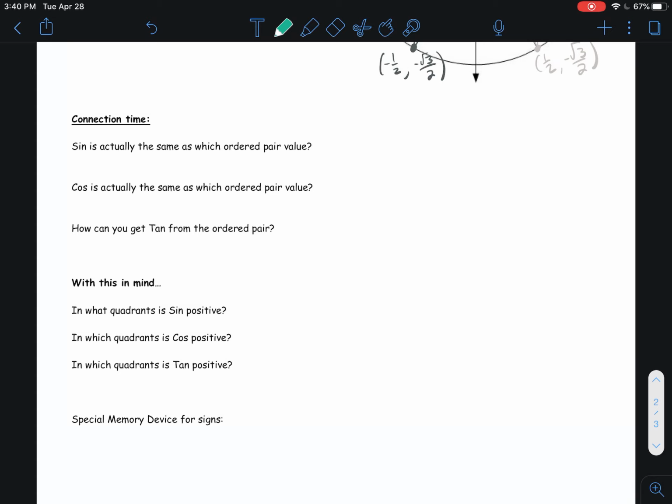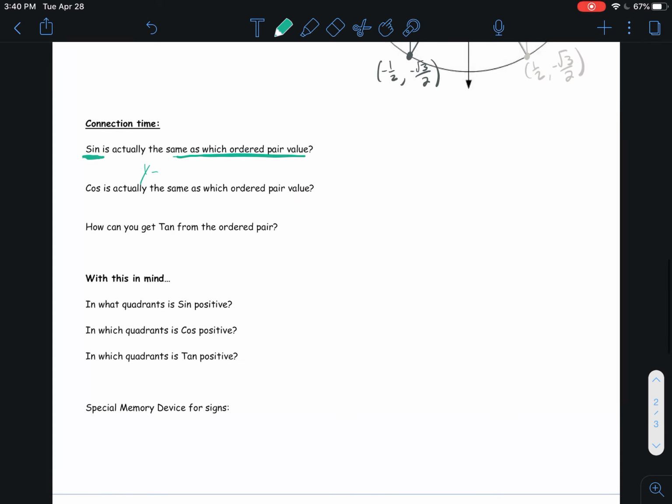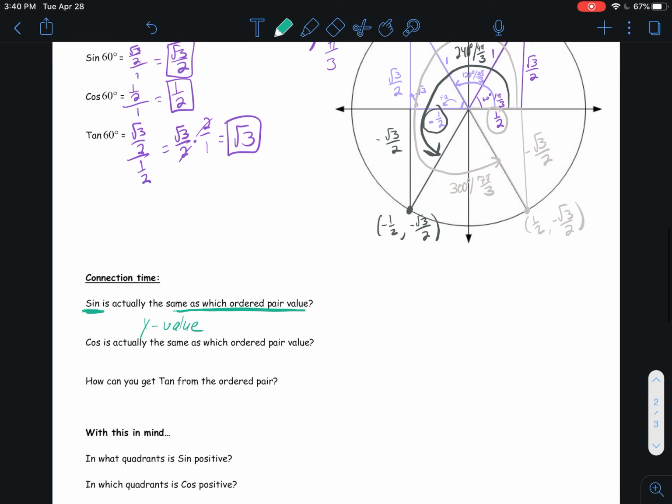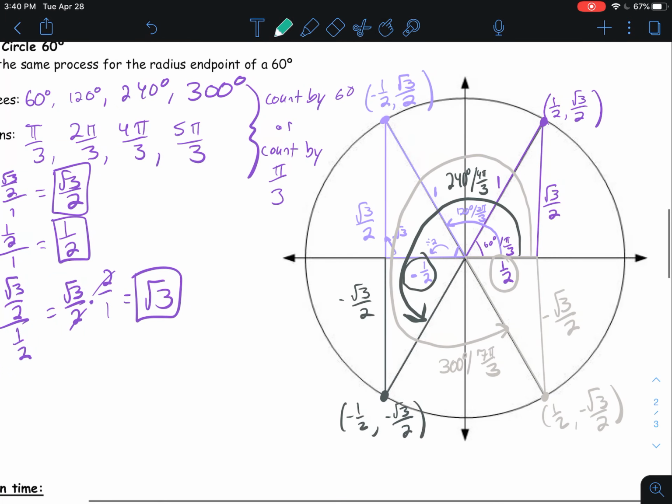So we actually talked about this a little bit yesterday, but sine is actually the same as which ordered pair value? Remember, it's the y value. So sine and the y value are the same. So if we look at this, the sine of 60 degrees was radical 3 over 2.